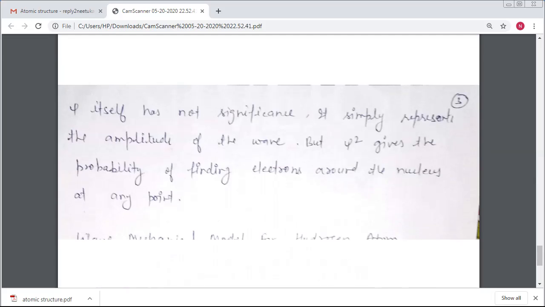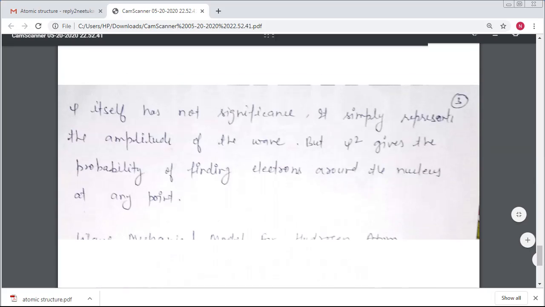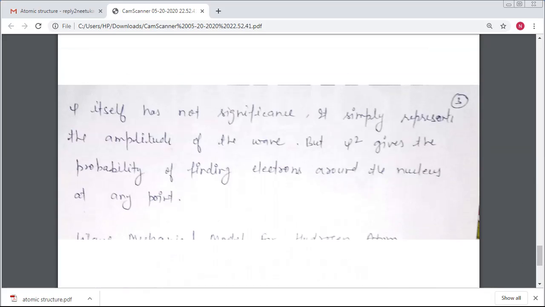So in this lecture we have discussed the classical mechanics and the quantum mechanics, the dual nature of the electron, and the Schrodinger wave equation, the general information or the concept of the Schrodinger wave equation, and psi and psi square. So now I stop my lecture, and for any query you can contact me. Thank you.